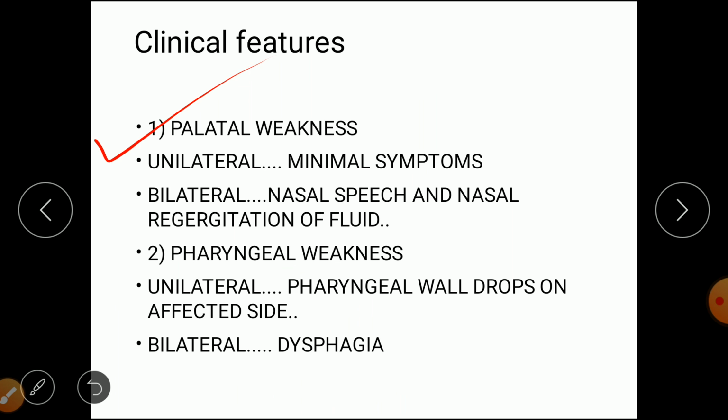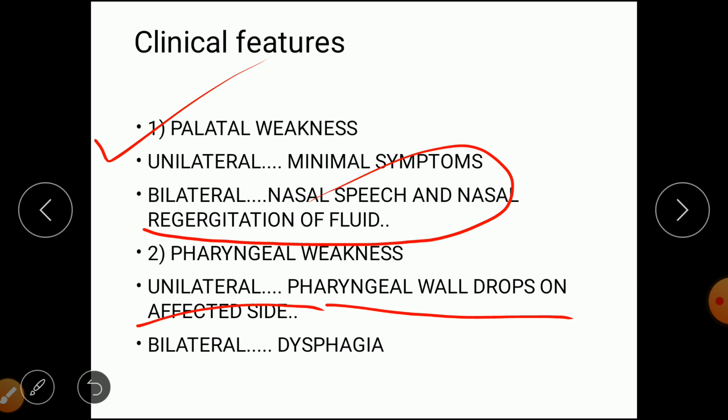First is palatal weakness. If it is unilateral, minimal symptoms are present, but if it is bilateral, nasal speech and nasal regurgitation of fluid occur. If pharyngeal weakness is present and it is unilateral, the pharyngeal wall drops on the affected side, and if it is bilateral, dysphagia is present. Dysphagia means difficulty in swallowing.